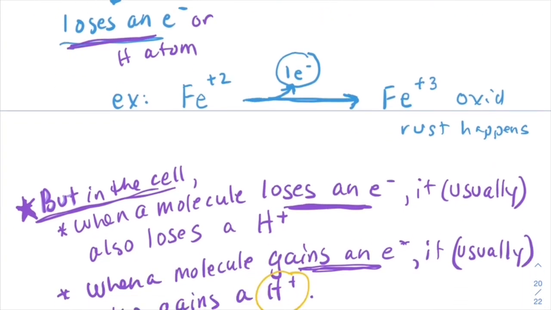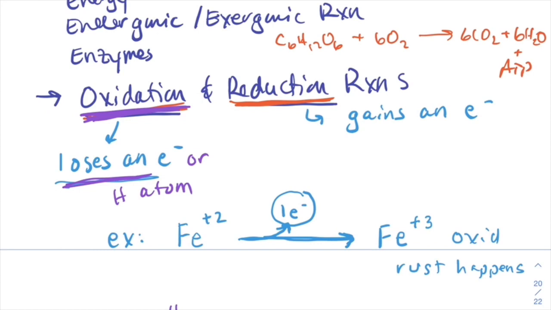Likewise, when a molecule, down here at the bottom of your screen, gains an electron, it usually also gains a proton, which we know is the same thing as a hydrogen plus 1 ion. If something gains an electron and a proton, it's really gaining a hydrogen atom. So a reduction up here, a reduction reaction, is when something gains an electron or hydrogen atom, like that.